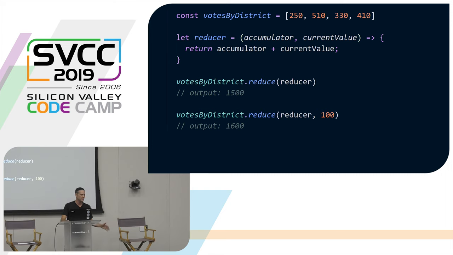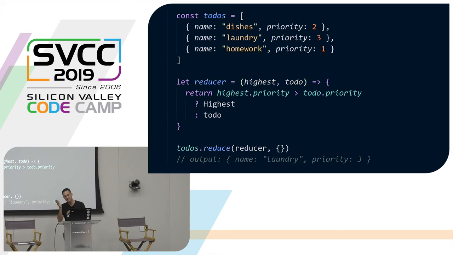So let's see a little bit different way of using a reducer. In this example here, I have an array of objects, and these objects are to-do items, right? And each of them has a priority level. What we want is a reducer that's going to take in all of these objects and return the one object that has the highest priority. So as you can see here, we have highest and to do, accumulator and current. So when we run through them, each one of them is a to do.